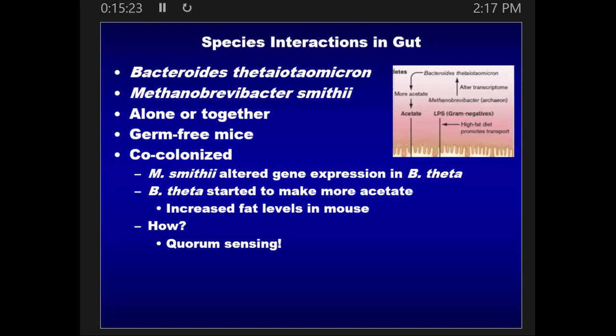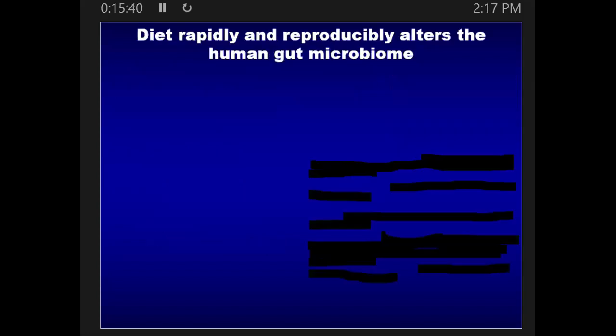So lots of work left to do on this idea of species interactions in the gut. It's kind of mind-boggling to think about. And I think they're going to need to get into machine learning and artificial intelligence if they really want to get at this in finer detail.